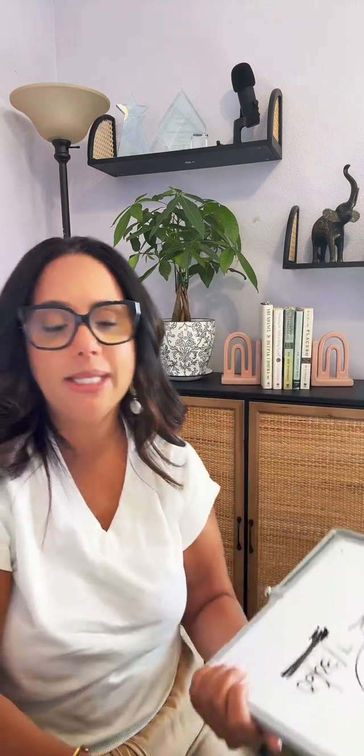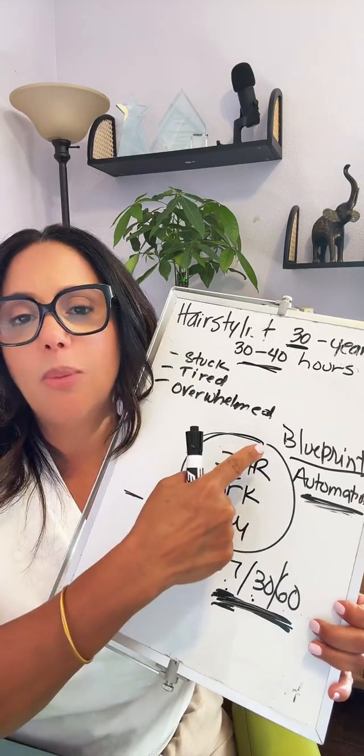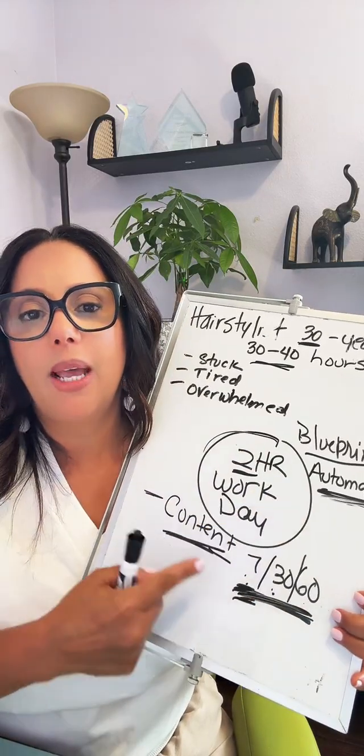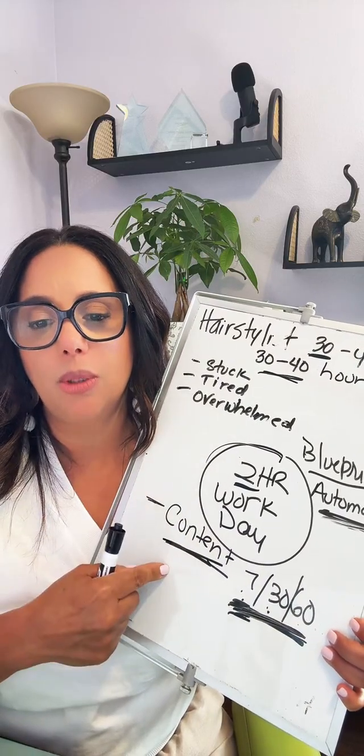All right, I'm going to give you an example of what a 7-second video is so you can see the simplicity of my content creation. I create 3 videos. So I have this 2-hour workday. I follow a blueprint that's automated. And then all I do is create content. That's one of the things I do. Okay. And this is one of my contents, a second video I'm going to do.